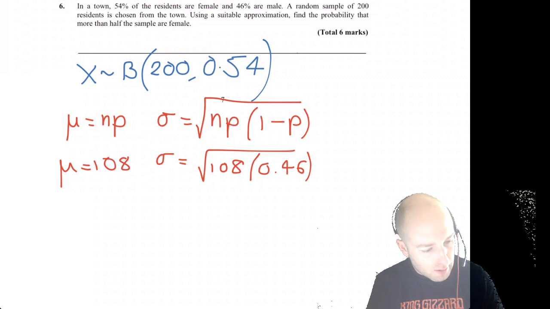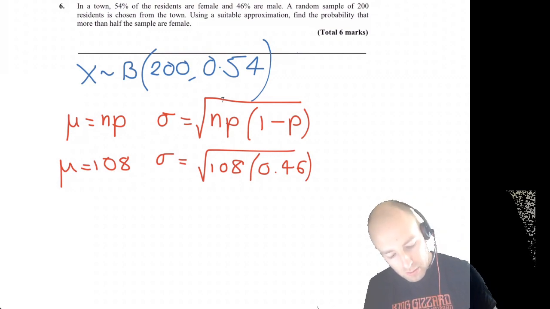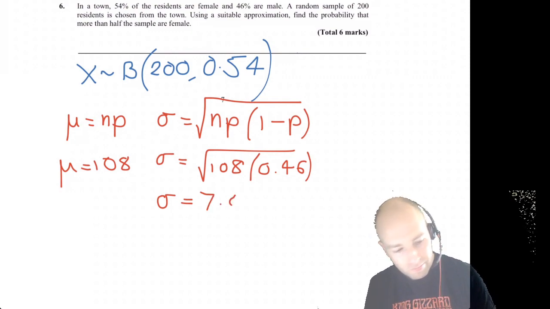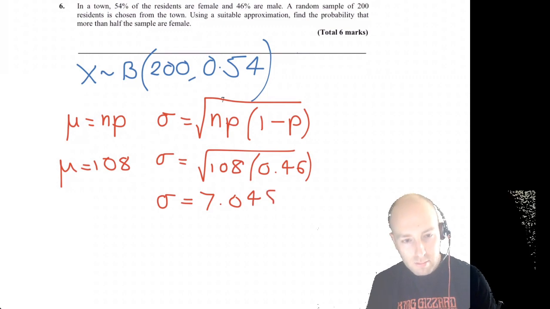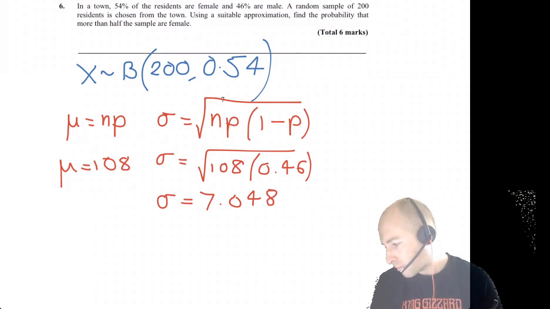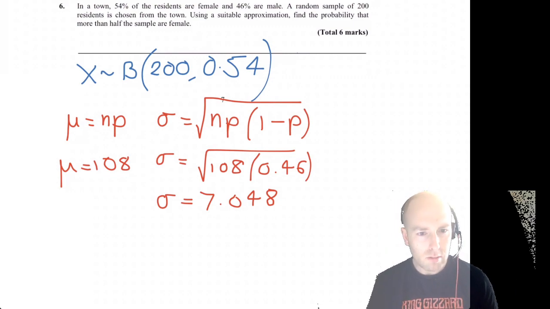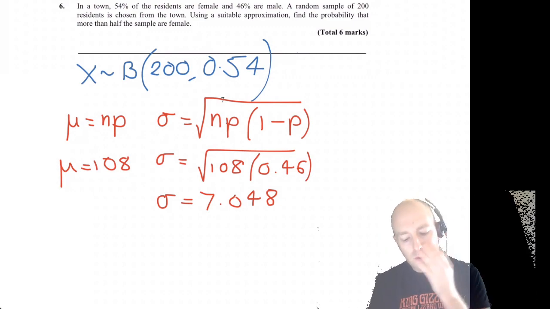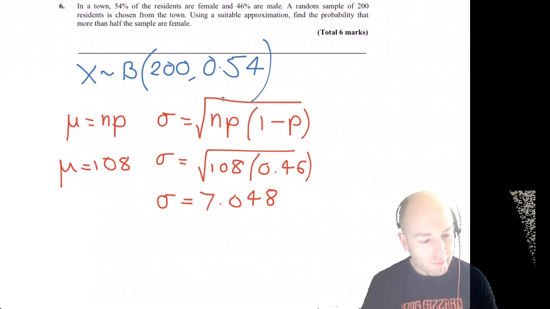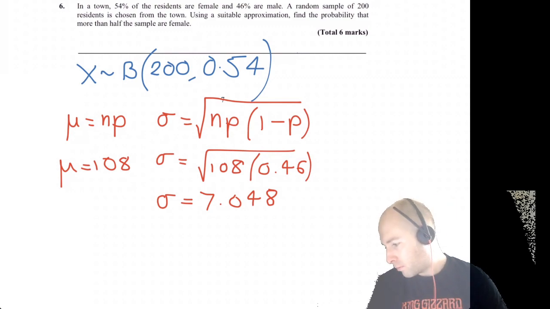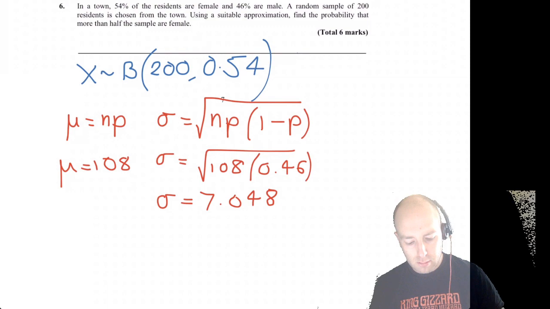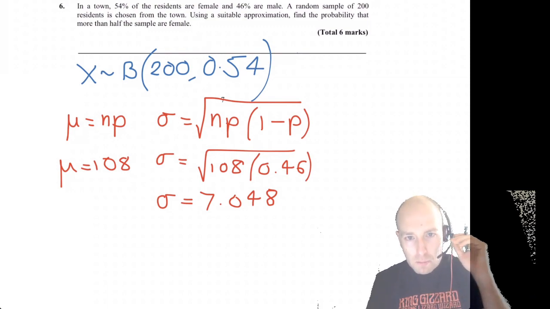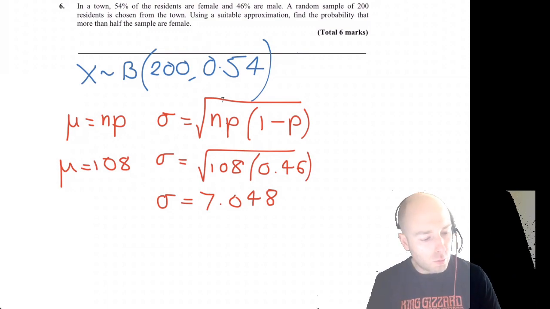So you should get sigma is 7.048. No root, really? No, I think there is a root. I'm in fact sure of it. We're finding sigma, not variance. Okay. And then we're going to put this into our normal distribution.